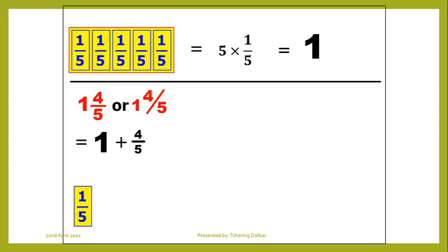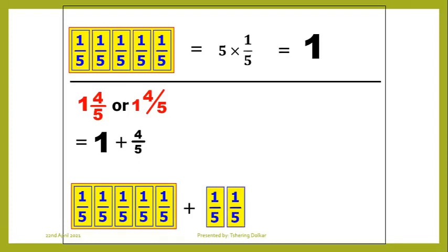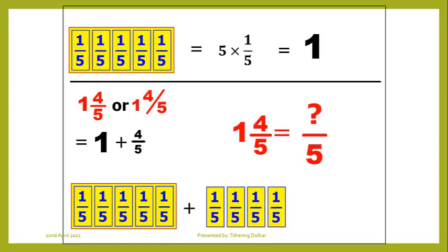To make 1 whole, how many 1/5 do we need? 1, 2, 3, 4, 5. So 5/5 will give us 1 whole. And then how many 1/5 do we need? 1, 2, 3, 4. 4 1/5. Now we are done here. We have finished representing the mixed fraction.